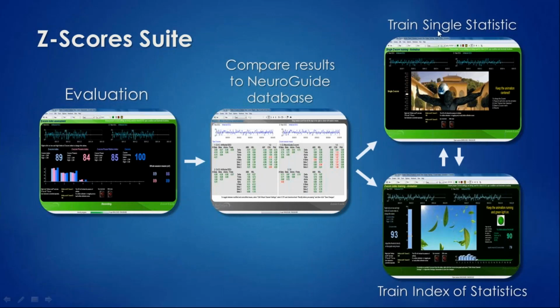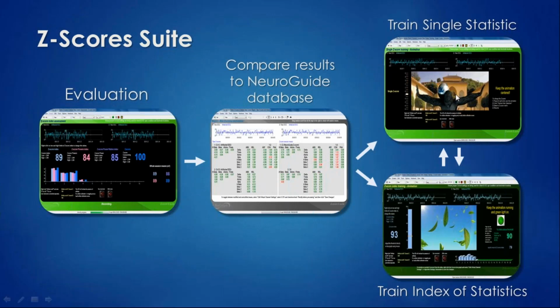Brainwaves can be trained in terms of a single statistic, kind of like how in normal neurofeedback you might train theta amplitude to be higher or lower, or maybe train 1 or 2 or 3 statistics together. Alternatively, with Z-scores, we can train all of the statistics simultaneously. This comes out to like 76 different values, up to I believe it's 248 different values, depending on how many sensors you're using.